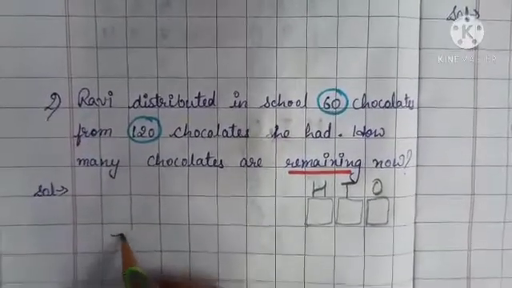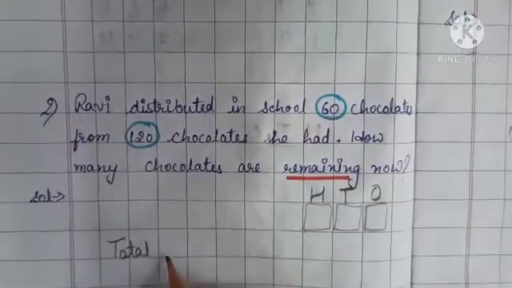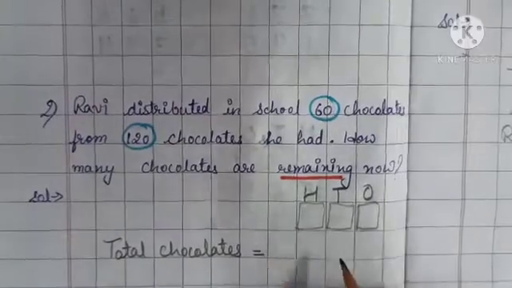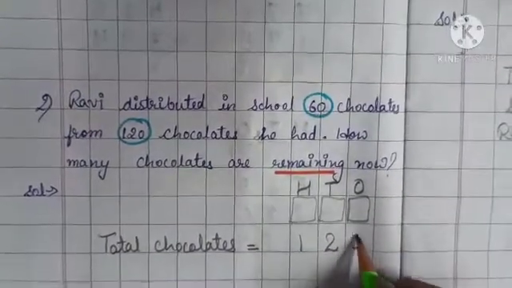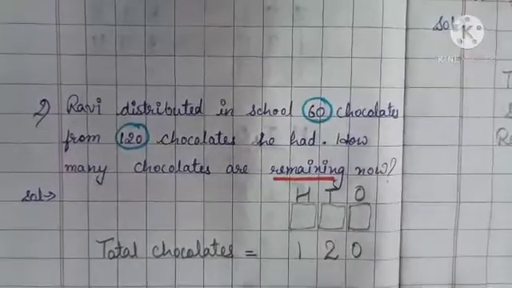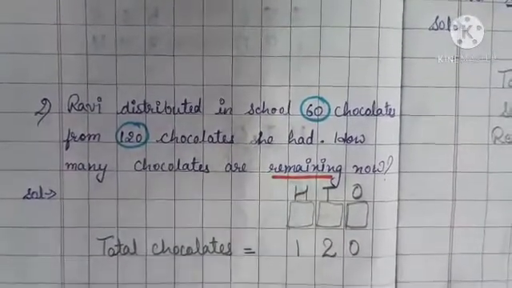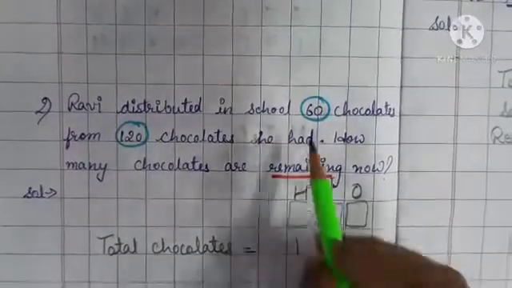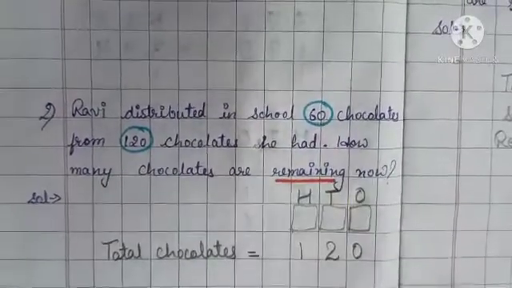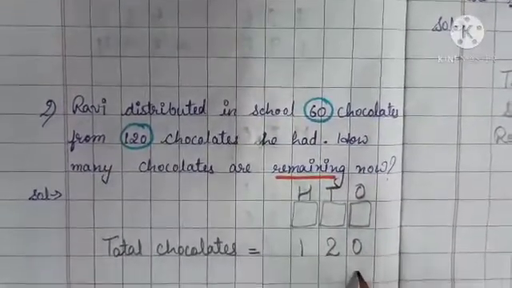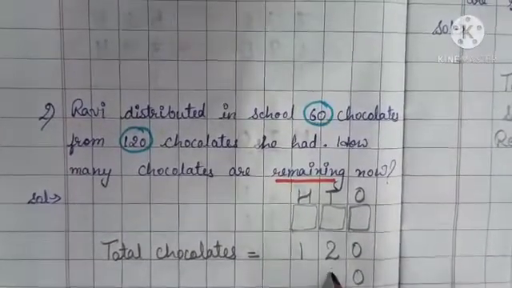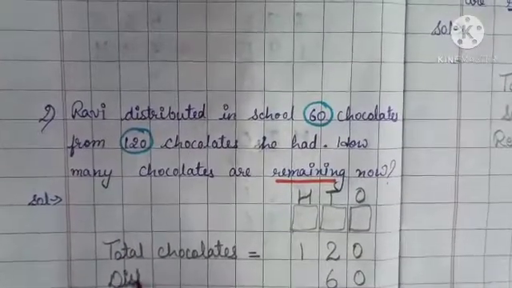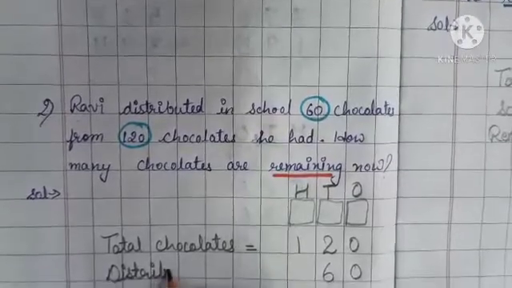Yes, total chocolates is equal to 120. Write these numbers just at their places. Now how many chocolates he distributed? Yes, 60 chocolates. Look, this number is of 2 digits. So 0 is at ones place and 6 is at tens place. Right here, distributed chocolates.